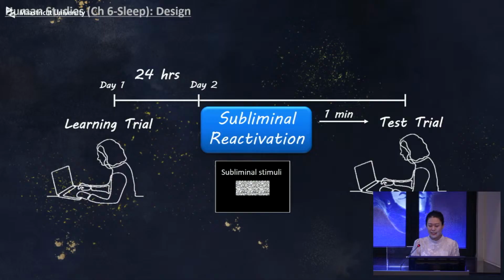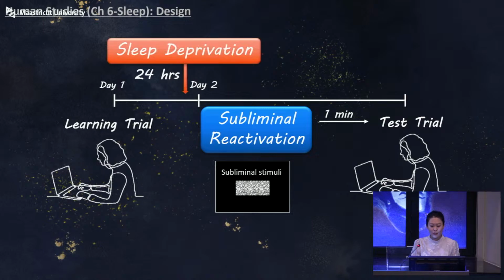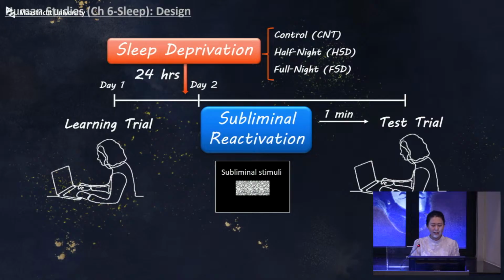Let's have a look at the sleep study experiment design. This is based on the EEG study experiment design, but introduced sleep deprivation on the night of the learning trial, including control, half-night, and full-night sleep deprivation. Similar to the EEG study, participants first completed a learning trial, including words, locations, and objects. Then 24 hours later, they complete the test trial. Before the test trial, we give them subliminal reactivation.